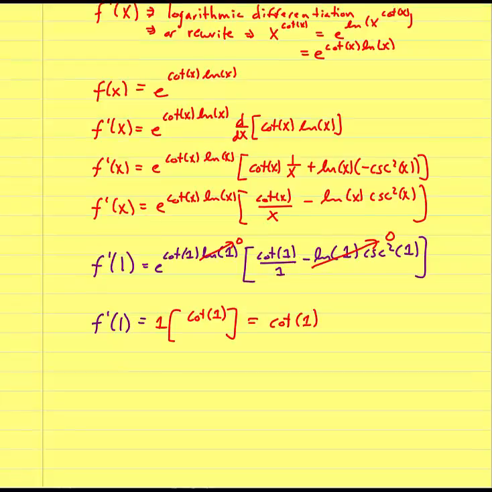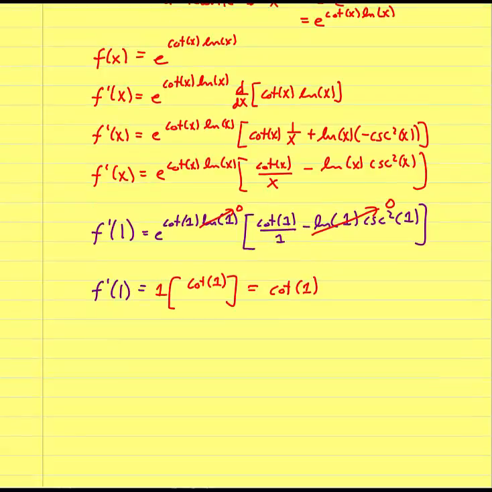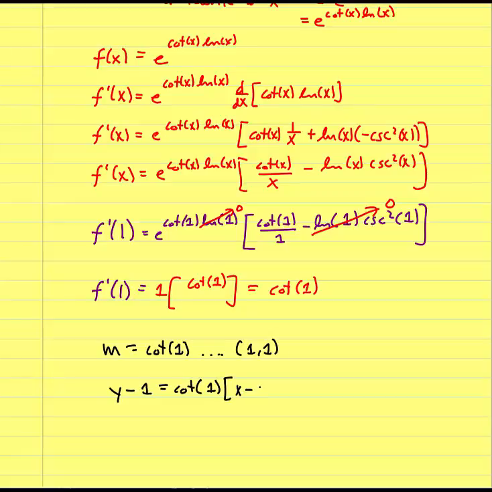So writing the equation of my tangent line, I would use my slope of cotangent of 1, and I would use my ordered pair that's 1, 1. So this would be y minus 1 is equal to the cotangent of 1 times x minus 1. So this would be my equation in point slope form.